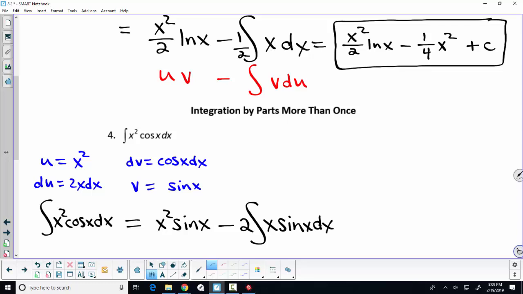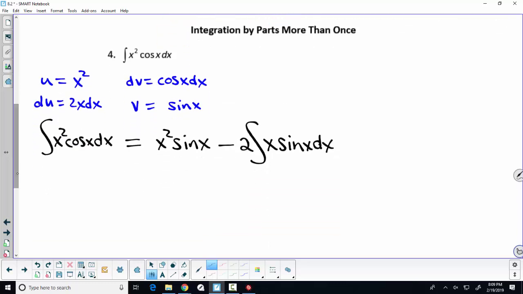Wouldn't dv be sine x? Because it's the derivative of cosine x? Antiderivative to go from dv to v. Yeah. Wait, so you can pull out that 2? I thought it'd be 2x. Yeah, totally. It would be the minus the integral of 2x sine x dx.